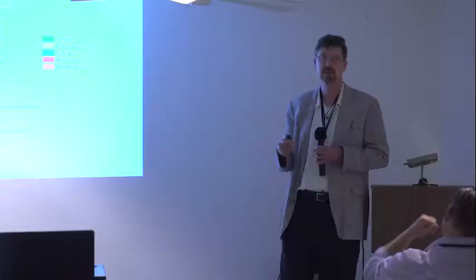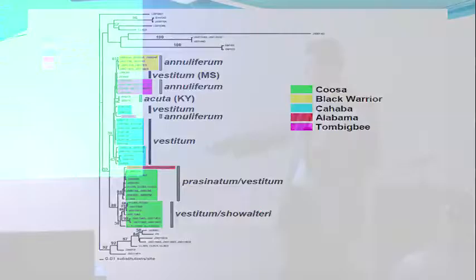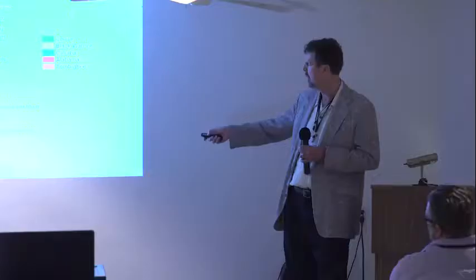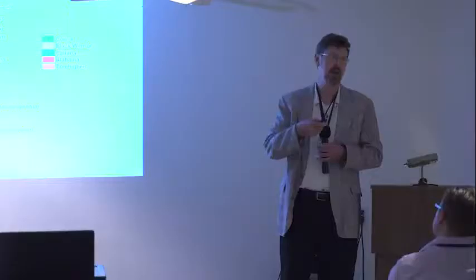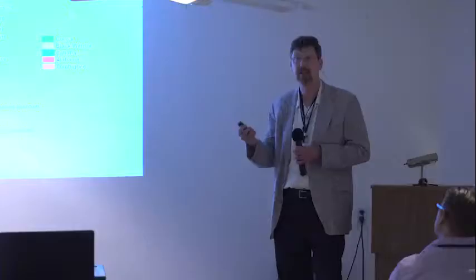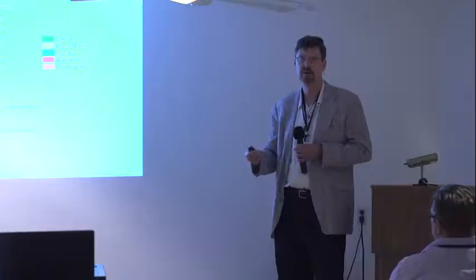What does seem to be happening, however, is there's some relationship to their geography, what drainage basin they're found in. So, for example, prasinatum and shoalteri are found in the Coosa River, with some found in this group of the Coosa River and some found in the upper reaches of the Coosa River. So this is the lower Coosa, this is the upper Coosa. The light blue is the Cahaba River, and the purple is Tombigbee, and the yellow is the Black Warrior. And so there is some correspondence with genetics and what drainage basin these things are found in. And so we should be protecting units that live in a certain drainage basin. Protect the Black Warrior River, protect the Coosa River, and you protect those evolutionary units.